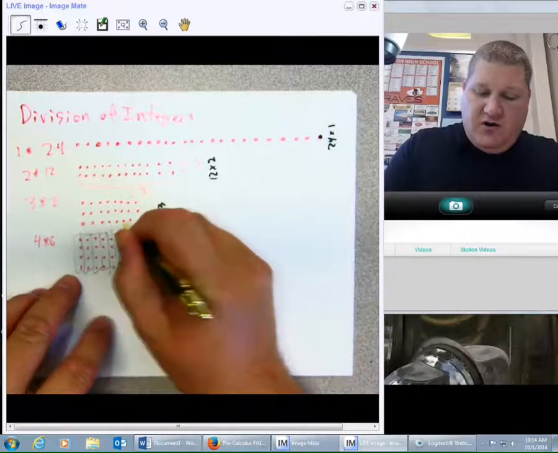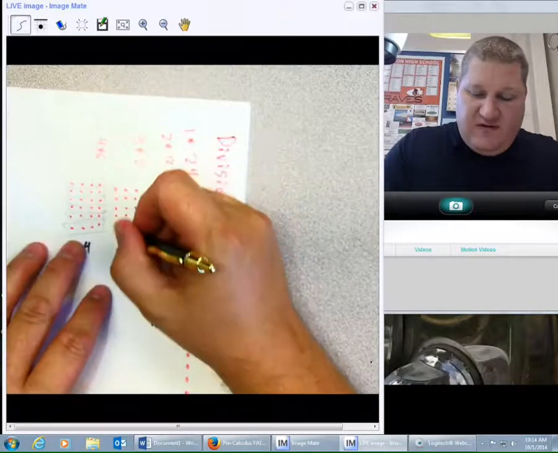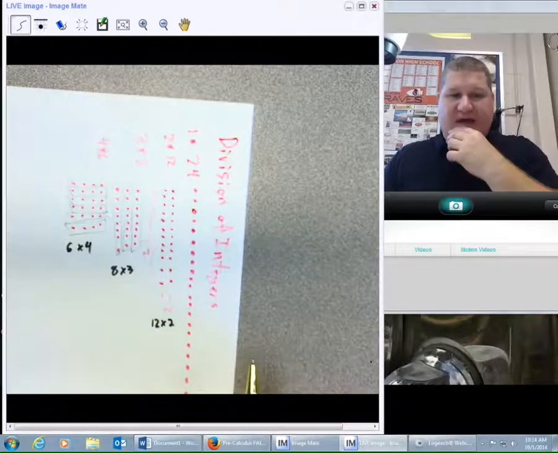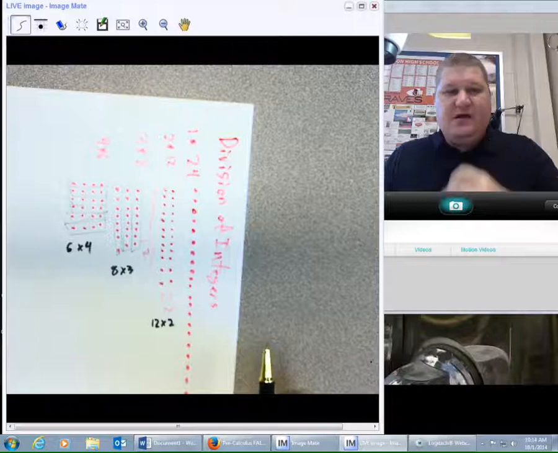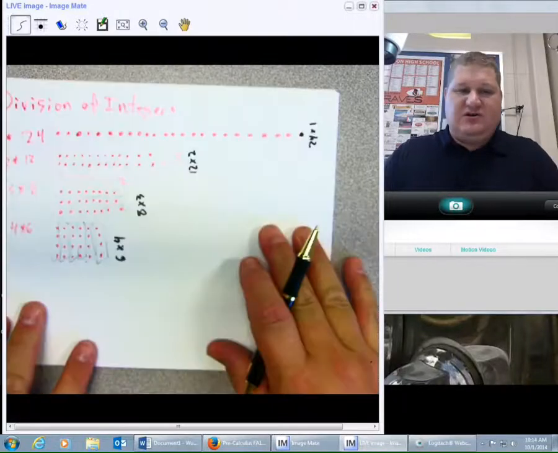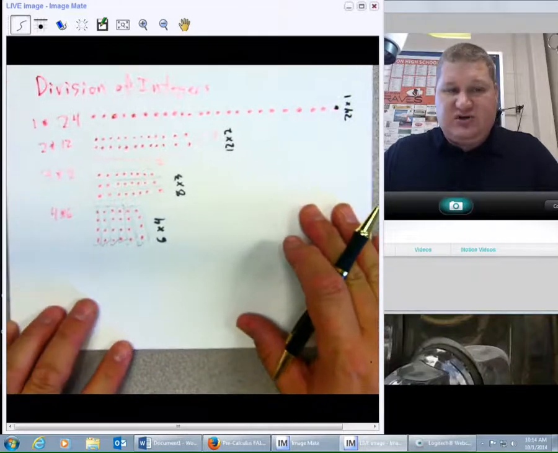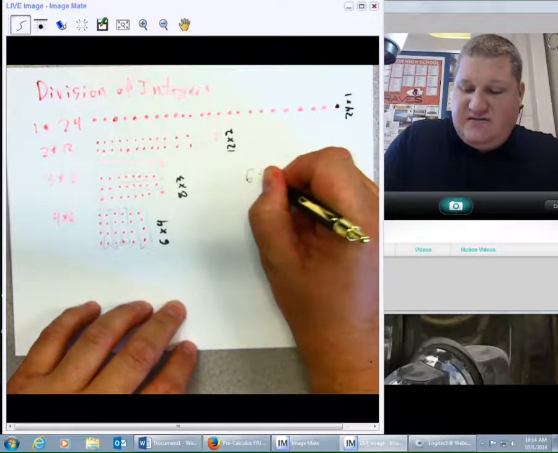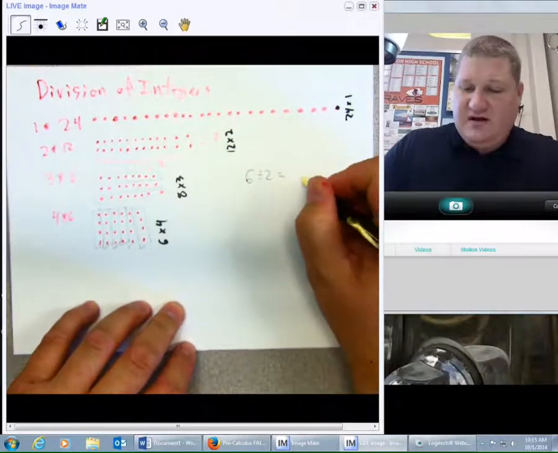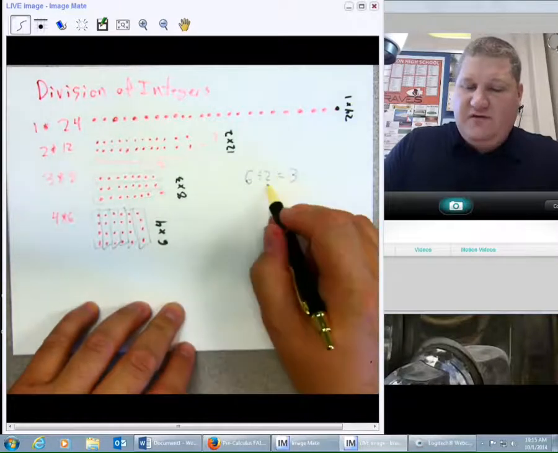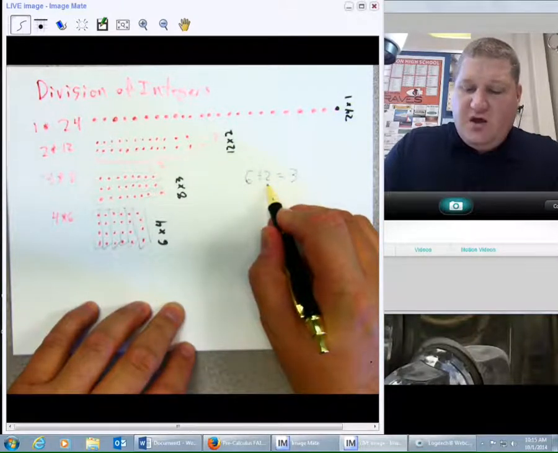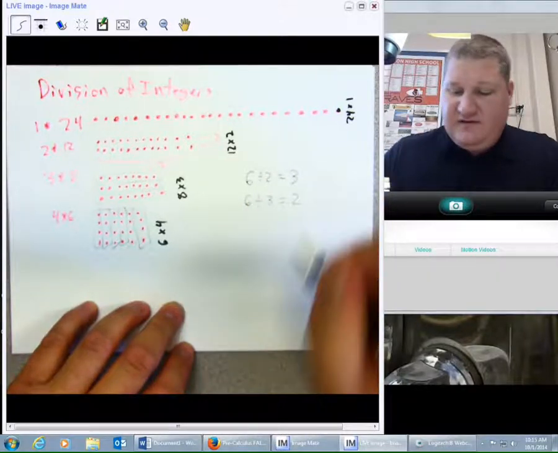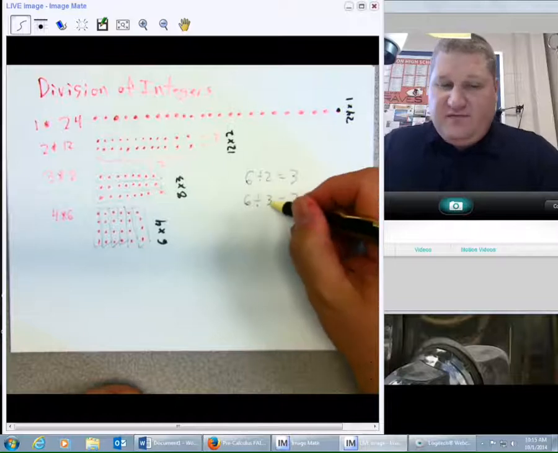Or alternatively, how many groups of 8 can I make? I have 3 groups of 8. So it makes sense. Division is nothing more than breaking things down into groups. If you know your multiplication, then you also know your division. So if I say 6 divided by 2, you would tell me 3 groups of 2's. You could also say 6 divided by 3, and that's 2, because I have 2 groups of 3's.